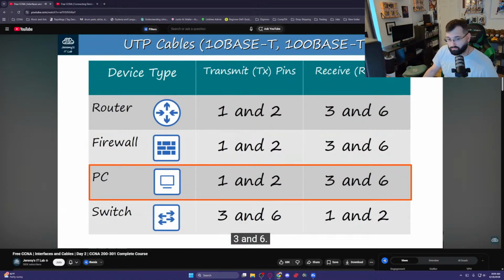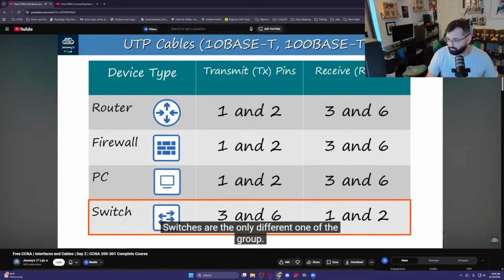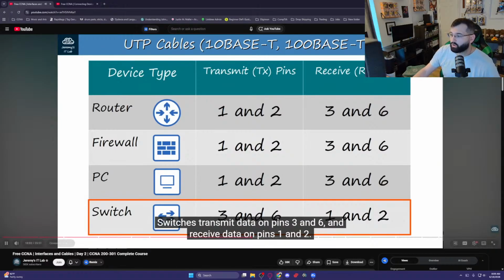PCs also transmit data on pins 1 and 2 and receive data on pins 3 and 6. Switches are the only different one of the group. Switches transmit data on pins 3 and 6 and receive data on pins 1 and 2.